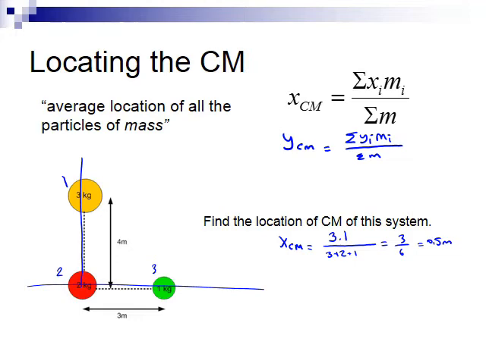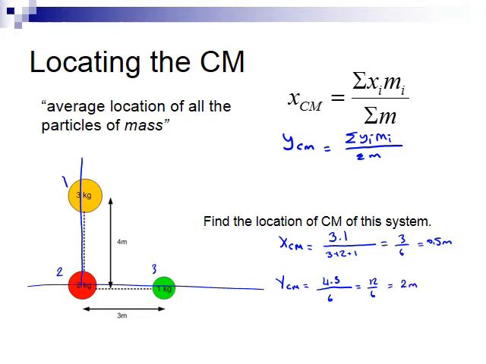So let's do the same for the vertical. Object 1 has a vertical distance of 4 meters to the origin. So 4 times its mass 3, and object 2 is at the origin already, and object 3 has no vertical distance to it, so it is 0. And divide this by the total mass, which is going to be 6 again. So this is going to be 12 divided by 6, and it is 2 meters.